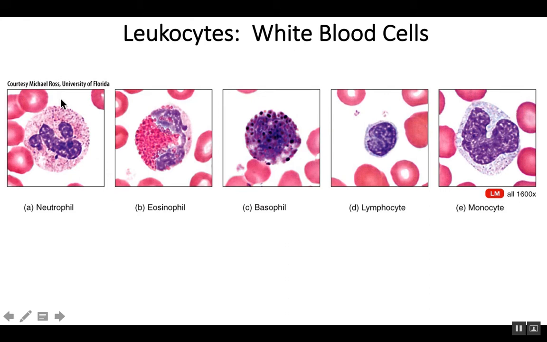The 5 major white blood cells we're going to be learning about are the neutrophils, eosinophils, basophils, lymphocytes, and monocytes. You'll notice each of them have a slightly different appearance. Their nuclei are going to look a little different, and then the presence or absence of granules.